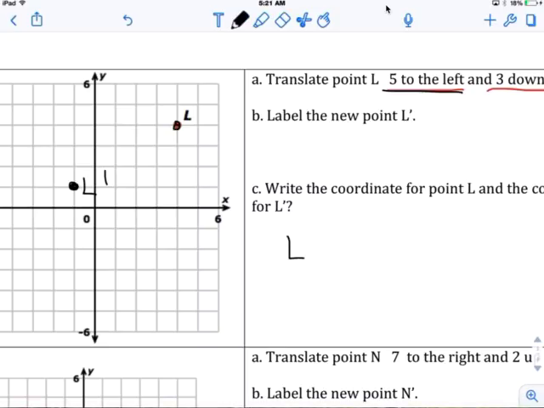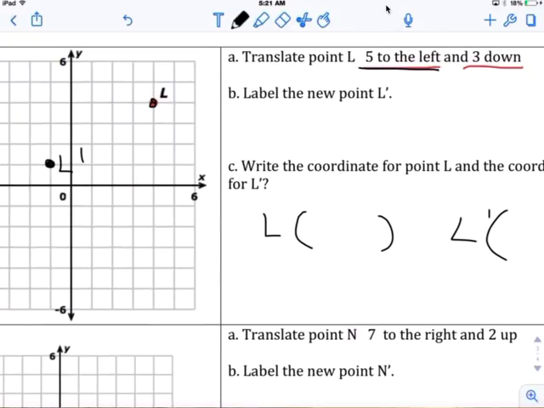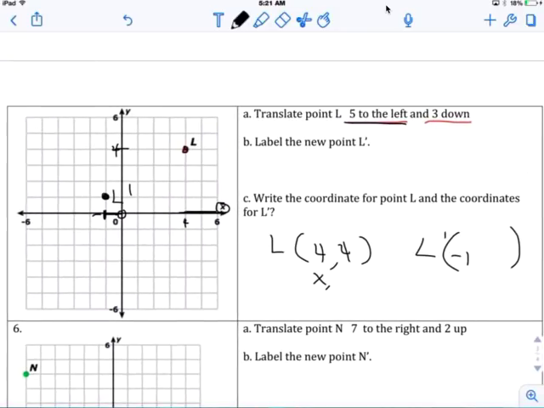Okay, coordinate L and coordinate L prime. Okay, coordinate L, remember it's X first, so you go along the X. Stop there. Okay, so that's 4, right? So that's 4 and go up to, also this number is 4. All right. Right here, 0, 1, that's -1 along the X, and go up to number 1.